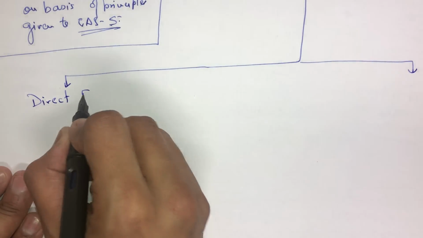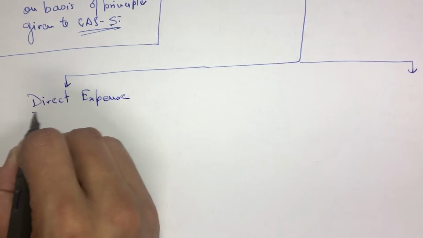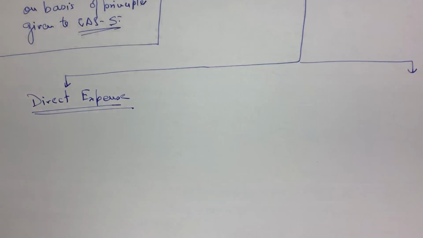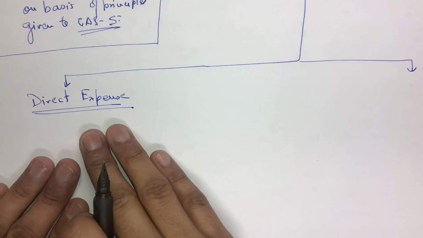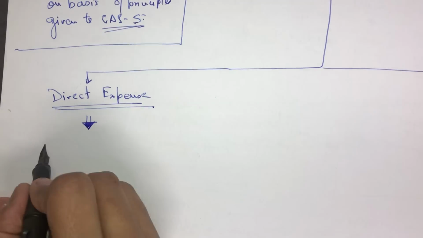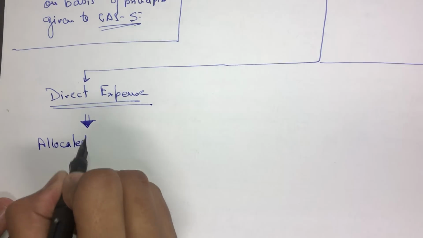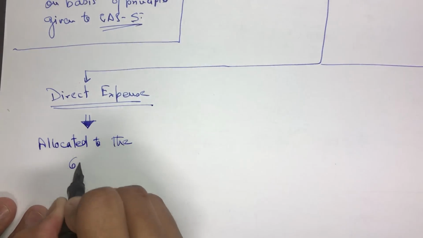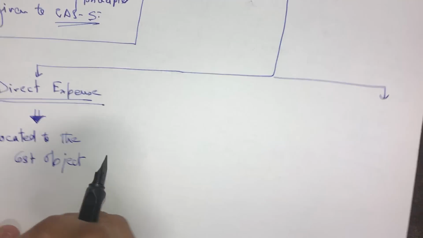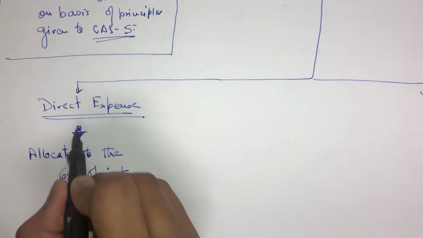So the first principle is very simple: any direct expenditure. What is direct expenditure? Which is directly allocable to a particular cost object in an economically feasible manner. Please note that in the last CAS I discussed the relevance of this word economically feasible manner. So direct expense is the expense which can be allocated to a particular cost center in an economically feasible manner. If that is the case, then it is directly allocated to the cost object. We don't have any problem. We'll just allocate it to the cost object if the material cost is directly allocable to a particular cost center.